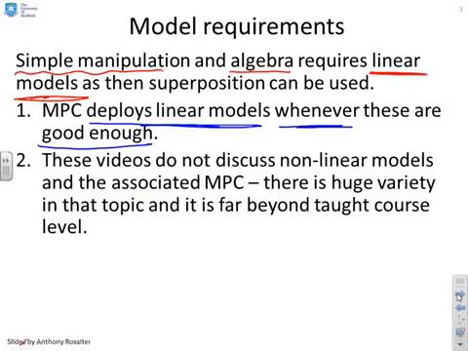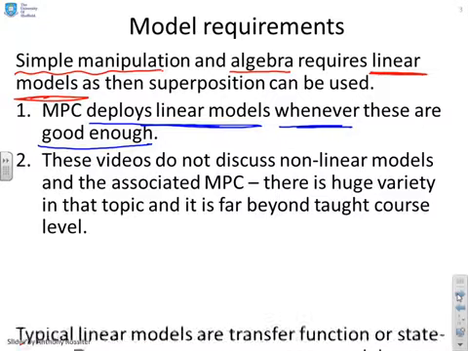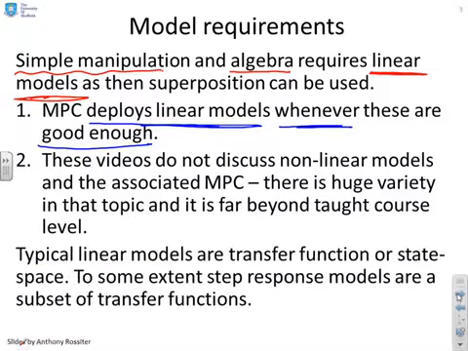So these videos are not going to discuss nonlinear models and the associated predictive control, because that's far more complex and beyond the level that we want to go to. Now, the typical linear models you're going to come across might be transfer function models, you're probably all aware of those, and state space models. You might also come across step response models, but to some extent those are a subset of transfer functions.